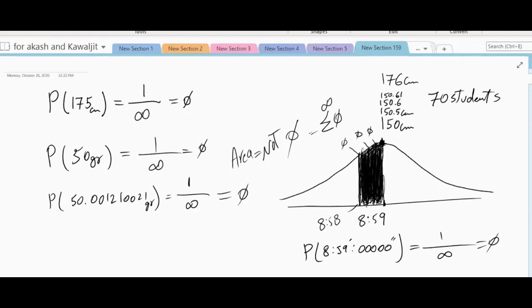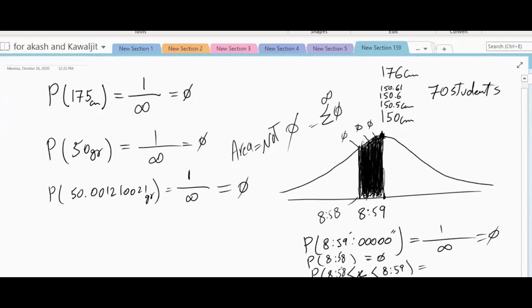So actually, if I ask you the chance of a student arriving at 8:59, you'll say the answer is zero. If I ask you what is the chance of a student arriving exactly at 8:58, you'll say the answer is zero. But if I ask you what is the chance that a student arrives before 8:59 but after 8:58, is the chance zero? How many possibilities are between 8:58 and 8:59? Shouldn't it be infinite? Yeah, there are infinite possibilities that students would arrive between 8:58 and 8:59. So now we are talking about infinite possibilities whose chance is zero. But if we add them, it's basically this whole area. Okay. So it is not zero, it is something. It is the area.